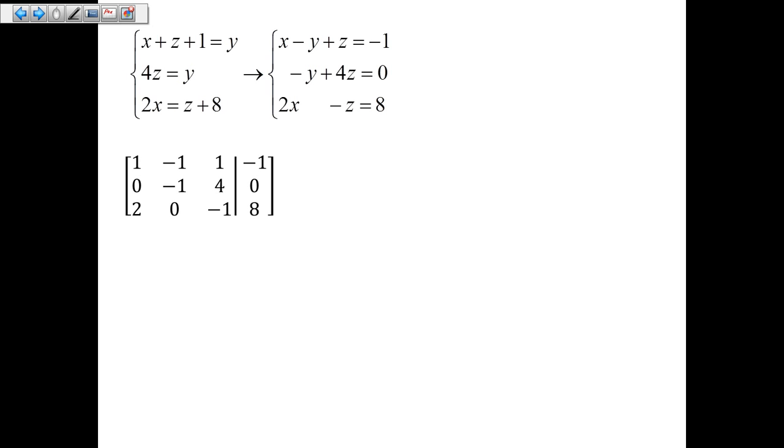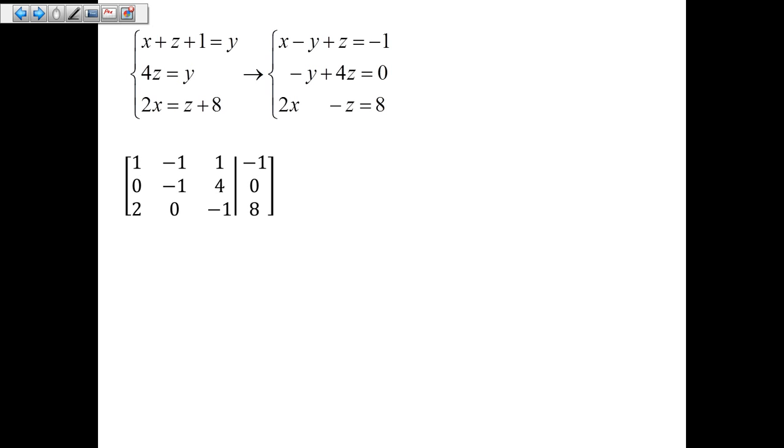So the top equation becomes the top row, 1, negative 1, 1, and then after the bar is my negative 1. Row 2, I have a 0 in the first column because there's no x term in the second equation. So 0, negative 1, 4, 0. My bottom equation becomes the bottom row, 2, 0, negative 1, 8.